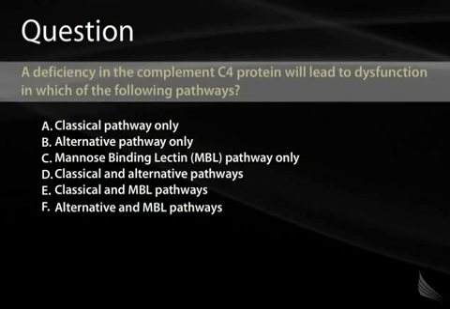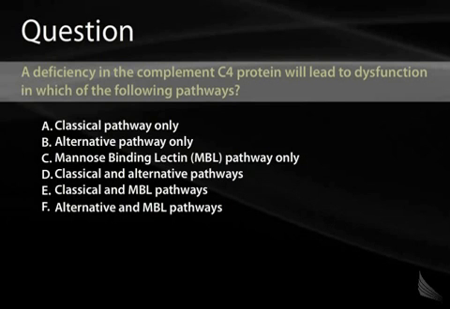Another question, a deficiency in the complement C4 protein will lead to dysfunction in which of the following pathways? A, classical pathway only, B, alternative pathway only, C, mannose binding lectin pathway only, D, classical and alternative pathways, E, classical and MBL pathways, or F, alternative and MBL pathways. So with these type of questions, what I like to do is break down, looking at them individually, and then whenever we have an and, we can decide from there.